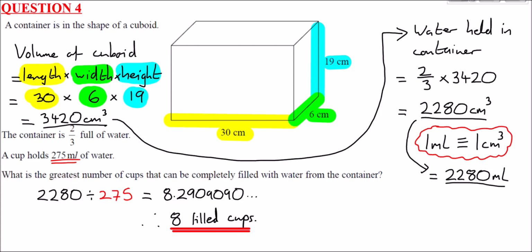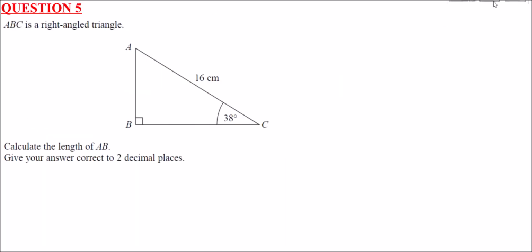So moving on to question 5. Question 5, ABC we're told is a right-angled triangle. We're now asked to calculate the length of AB. So AB means from A down to B. Give your answer to 2 decimal places. This is a standard, basic trigonometry question. It's a right-angled triangle, we know an angle and a side, and we want another side. We should know by now this silly-sounding phrase, SOHCAHTOA.